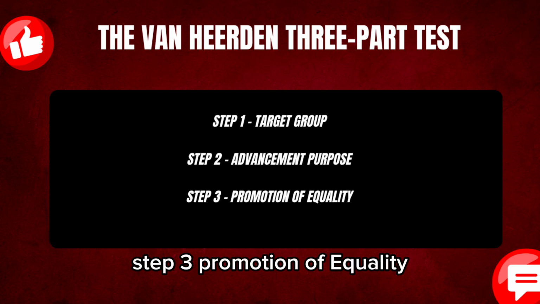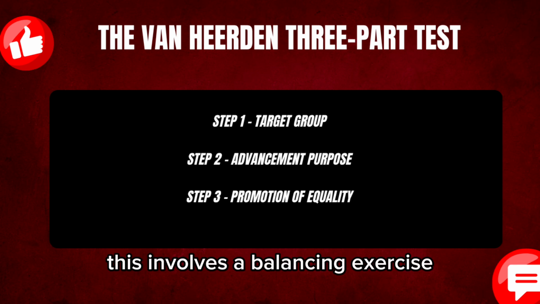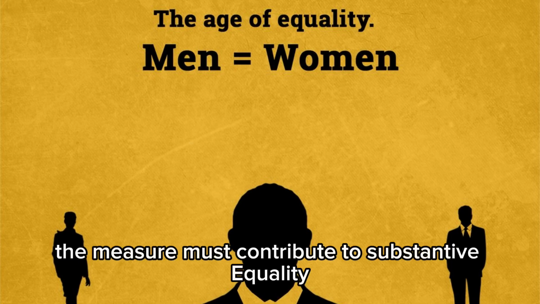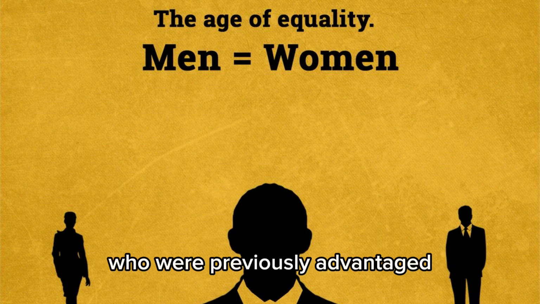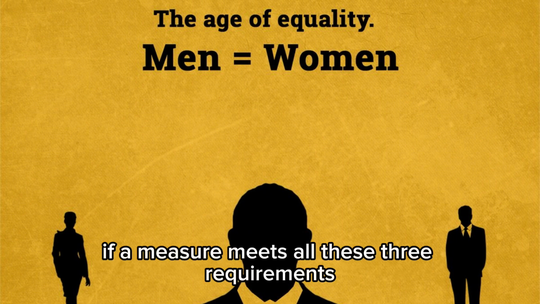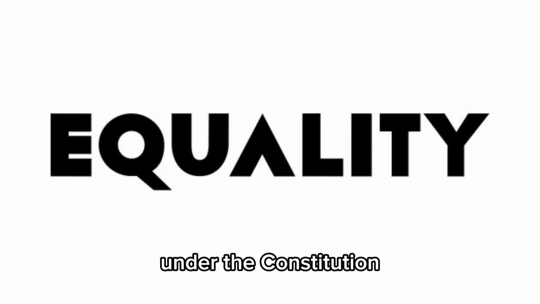Step 3. Promotion of equality. Does the measure promote the achievement of equality? This involves a balancing exercise. The measure must contribute to substantive equality, even if it comes at the cost of those who were previously advantaged. If a measure meets all these three requirements, it is not considered unfair discrimination under the Constitution.